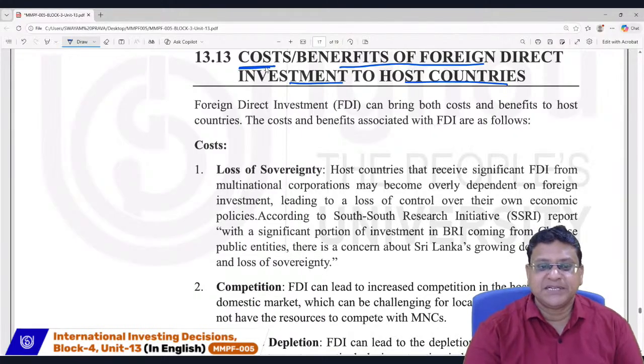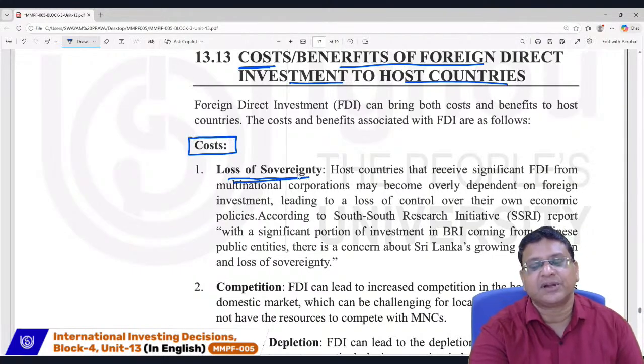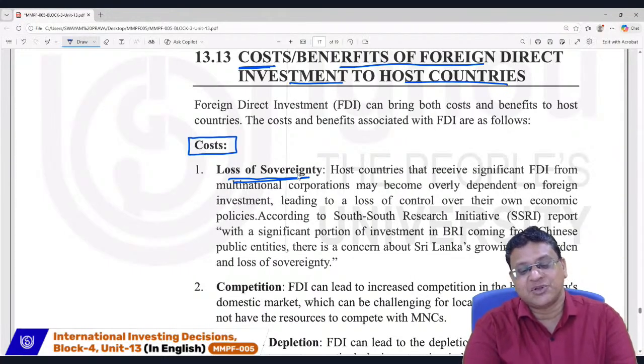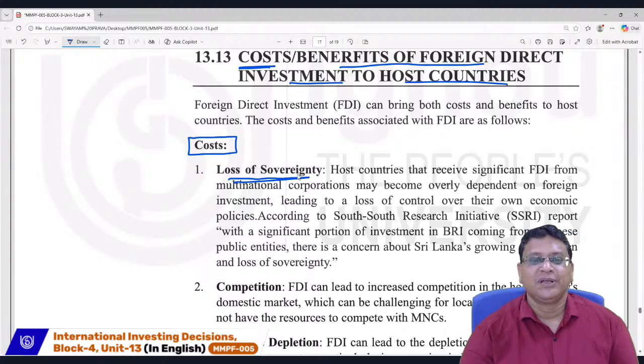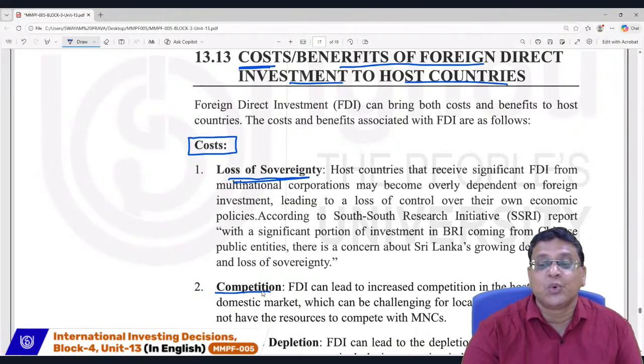Cost, first, MNCs may affect the sovereignty of the country. In many African countries, political decisions are taken by MNCs. They invest a lot, but they play a role in your political affairs. They change the rules and regulations of your country in such a way that it will help them to make money from your country. So you may lose sovereignty of your country if you are much more dependent upon MNCs or FDI.